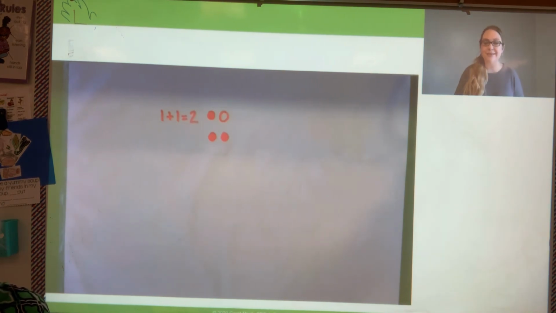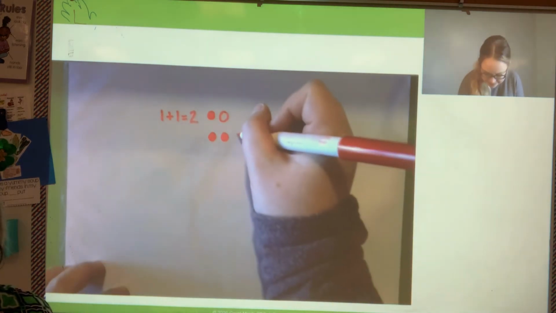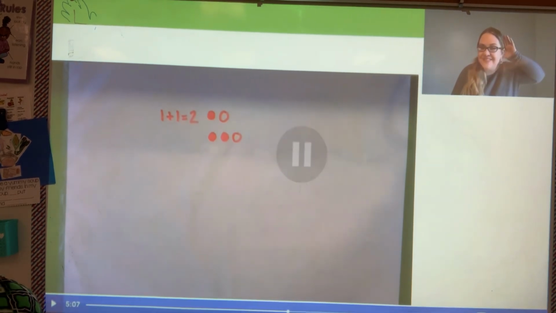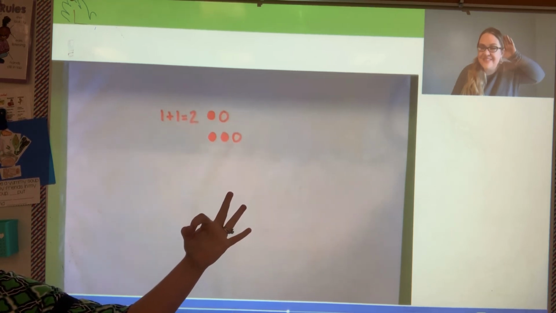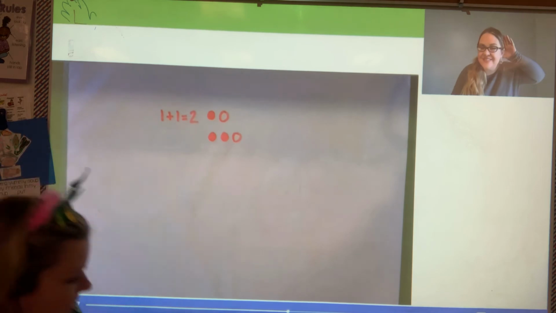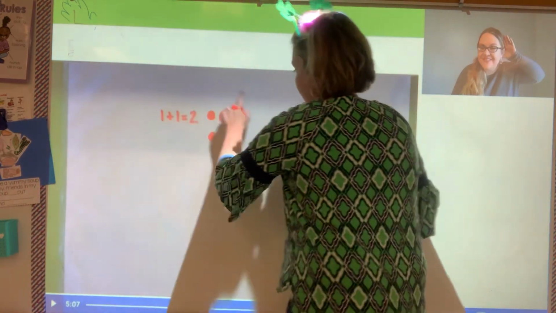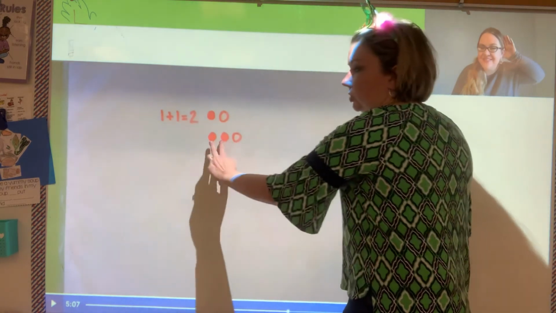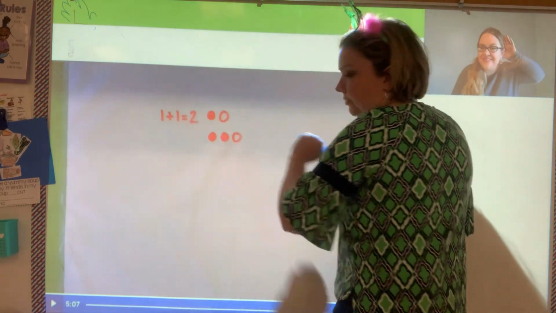Now draw an empty circle next to it to show that we are adding 1 again. So draw another empty circle. How many now? Show us with your fingers. Thank you, Arwie. Good. 3. It's not 5. She's only asking right here. 2 and 1 more makes 3.